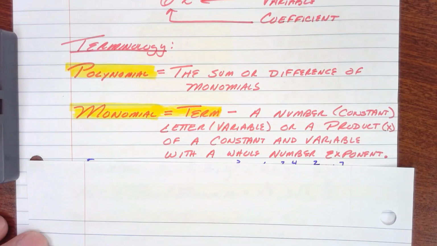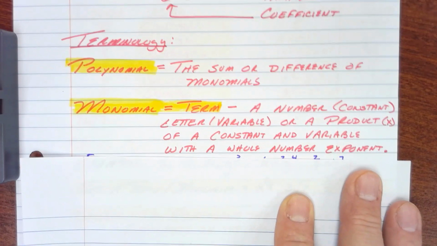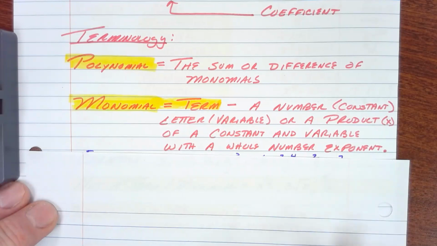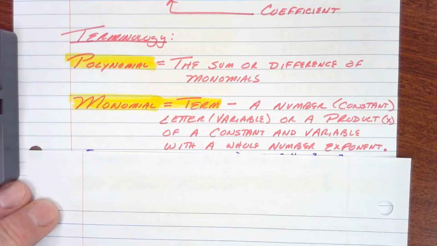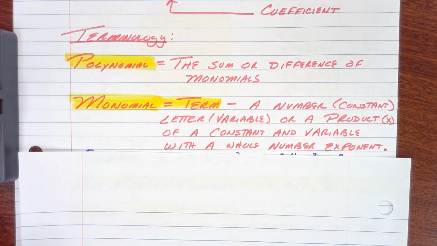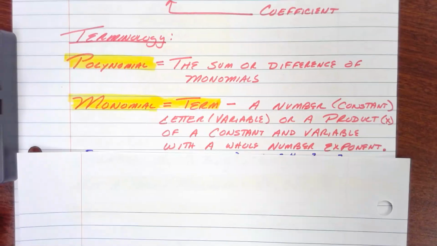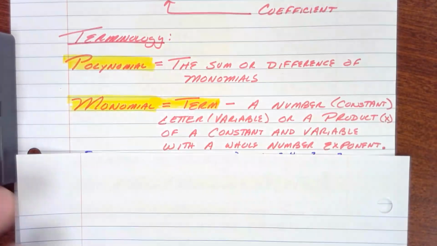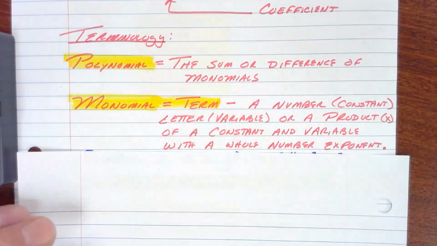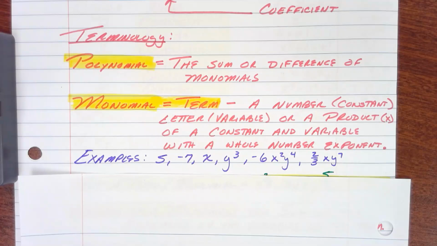But a monomial is a number or constant, a letter, which we call a variable, or a product, which means we're multiplying, a constant and a variable. The key is it has to have a whole number exponent. And whole numbers are the counting numbers plus 0. 1, 2, 3, 4, 5 plus 0.